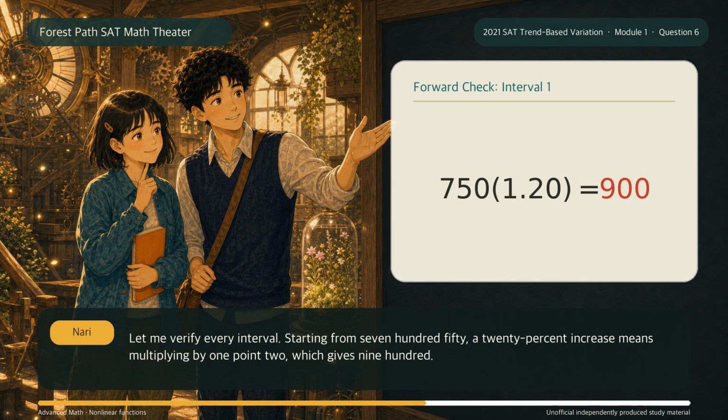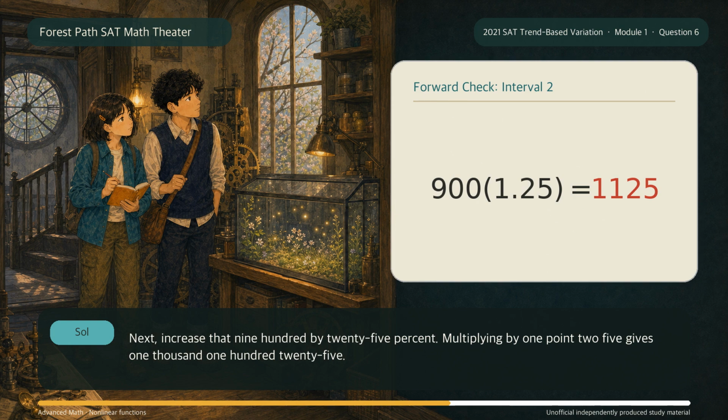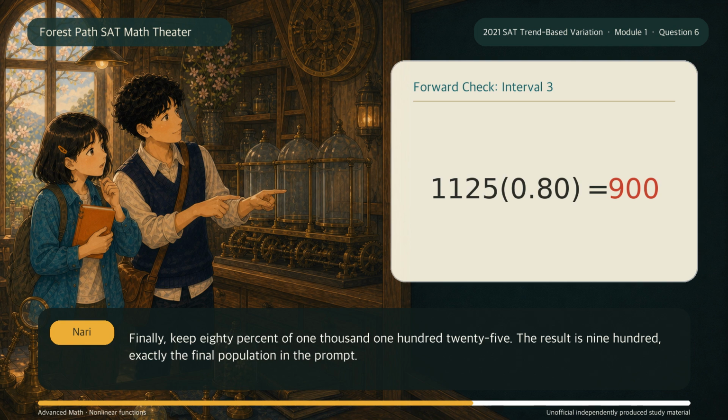Let me verify every interval. Starting from 750, a 20% increase means multiplying by 1.2, which gives 900. Next, increase that 900 by 25%. Multiplying by 1.25 gives 1,125. Finally, keep 80% of 1,125. The result is 900, exactly the final population in the prompt.